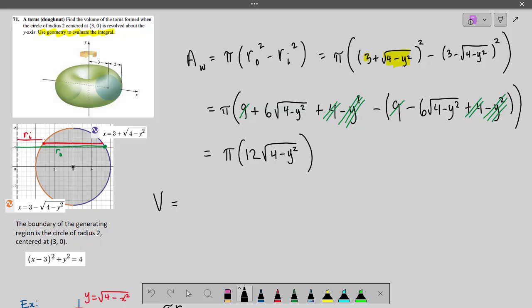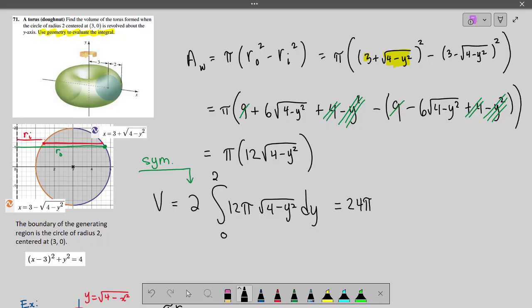And then the volume, we're going to double it. So this is by symmetry. So this is the upper and lower. So we're going to integrate from 0 to 2 this function, which we'll clean up in a second. I want to just make sure you see the doubling out in front. So we get that. This will give us 24 pi multiplied by the integral 0 to 2.